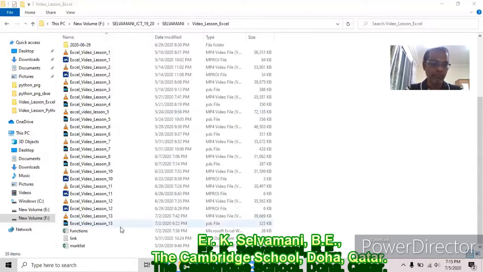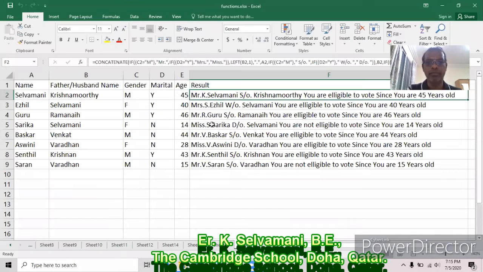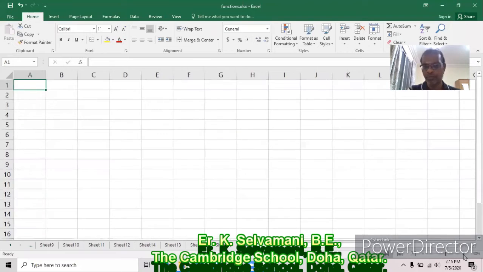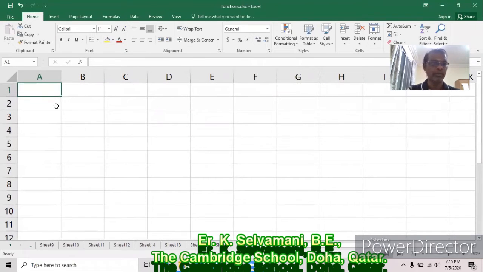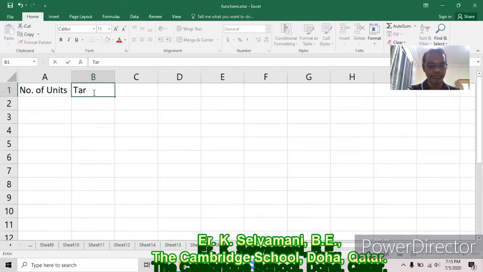As usual, I like to open the function workbook. I like to create a new worksheet. I want a little bit bigger size. So here, first I'll have the number of units, that is, the total number of units consumed by one consumer. Here, tariff details.